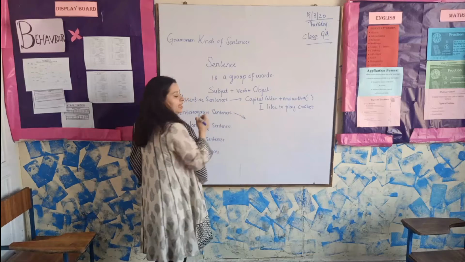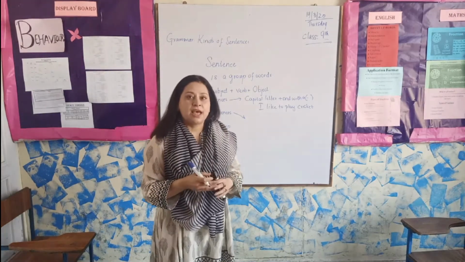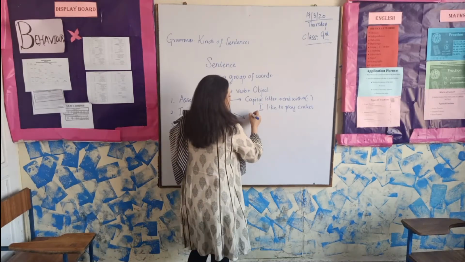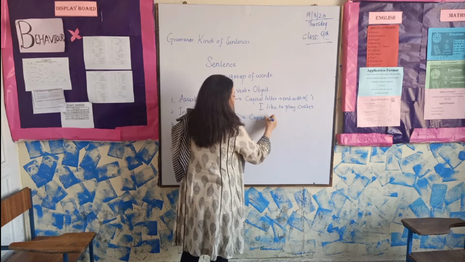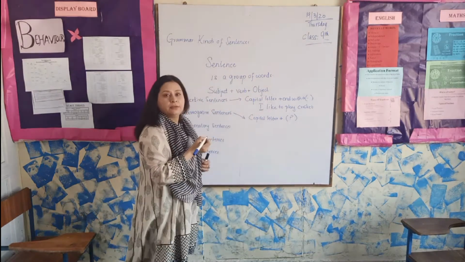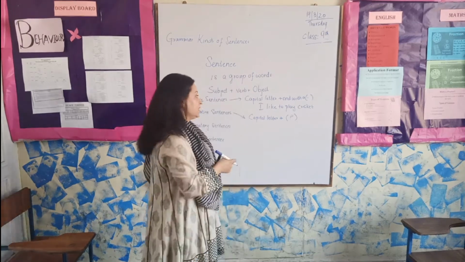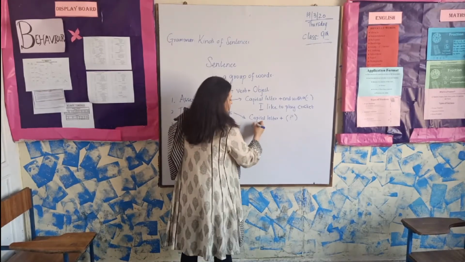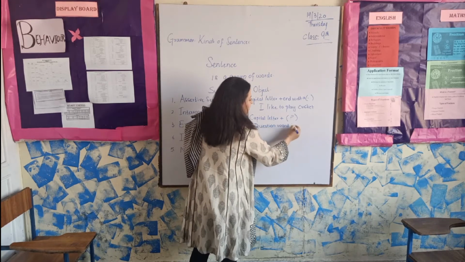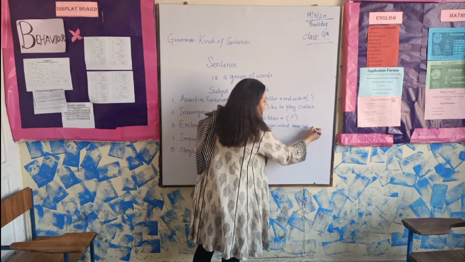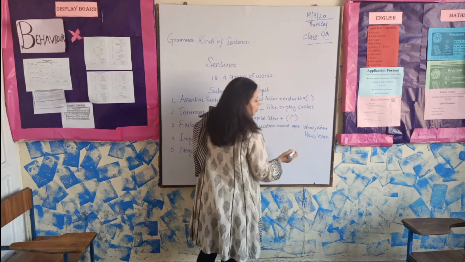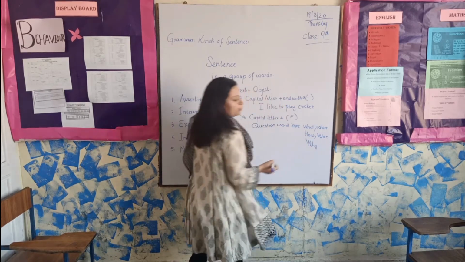Then we have the interrogative sentences. Now, interrogative sentences, as the word signifies by itself, interrogation means asking questions. So, it begins with a capital letter, but it ends with a question mark at the end of it. So, that shows that it's an interrogative sentence. And it has a question word in it. Now, the question words are what, where, how, when, why, all these are the question words.